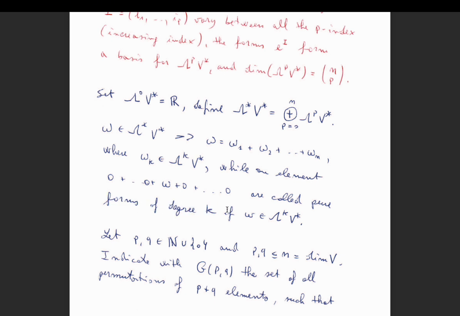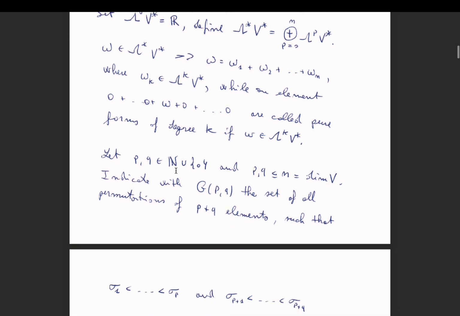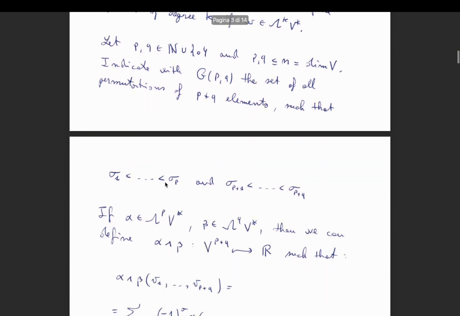Now let p and q be two integers such that p plus q is less than or equal to n. We define with G_pq the set of all permutations sigma of p plus q symbols such that sigma 1 is less than sigma 2 less than ... less than sigma p, and at the same time sigma of p plus 1 is less than sigma of p plus 2 less than ... less than sigma of p plus q.